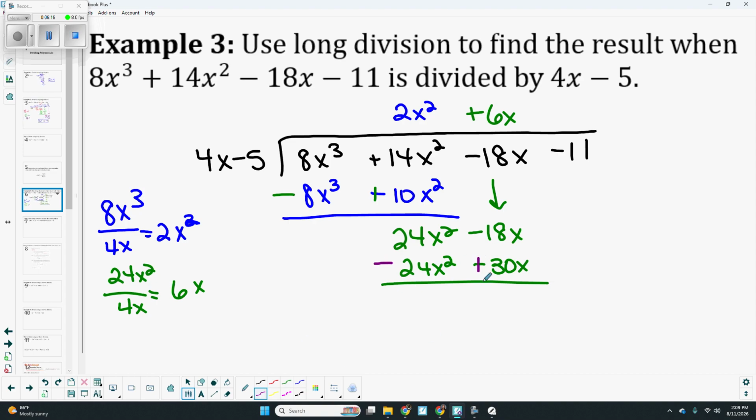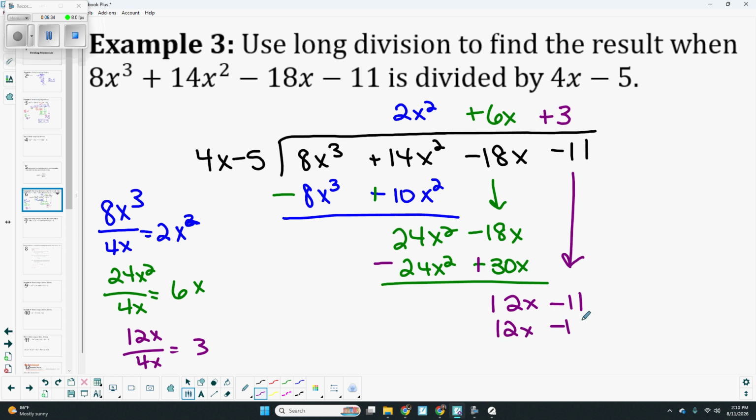So that cancels out, and I'm left with 12x here. Bring down the minus 11. We're going to take that 12x, divide it by the 4x. 12 over 4 is 3. X's cancel. 3 times 4x is 12x. 3 times negative 5 is negative 15. And we will subtract. So here I'm left with a remainder of 4.